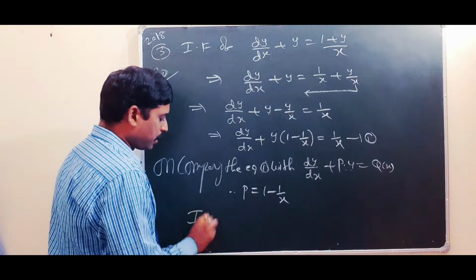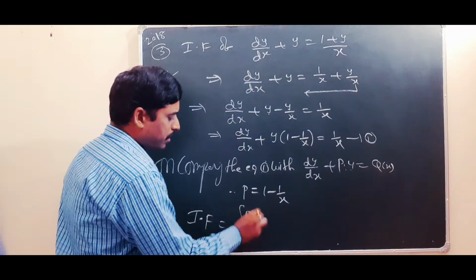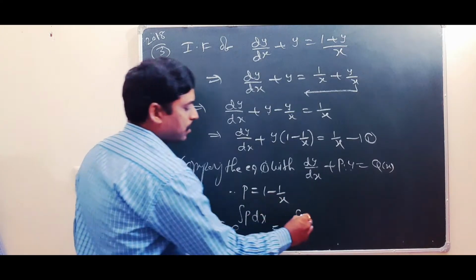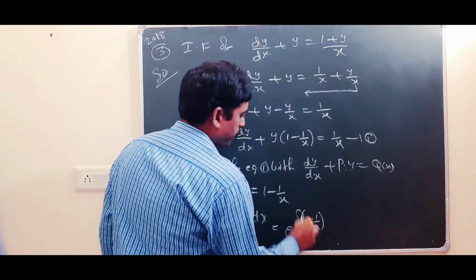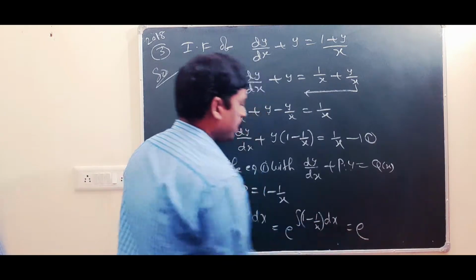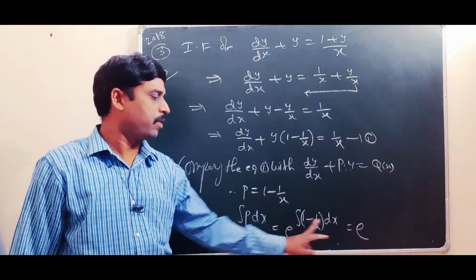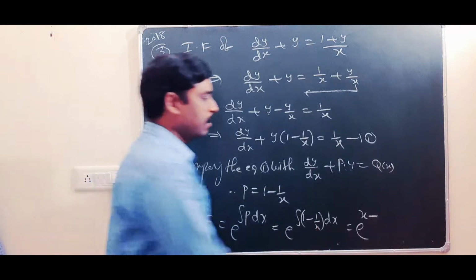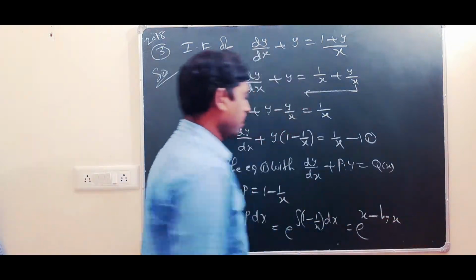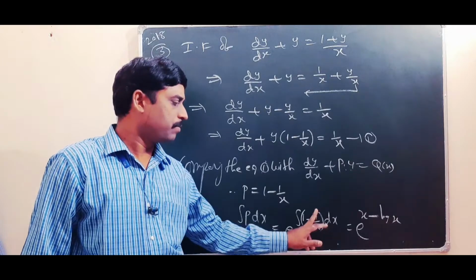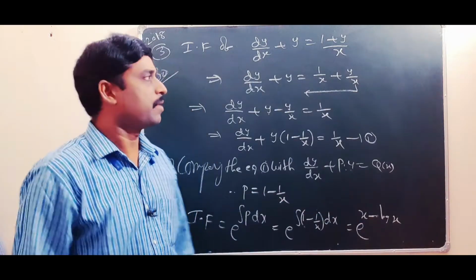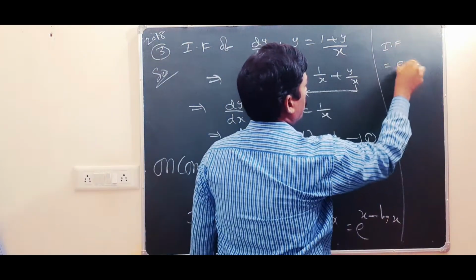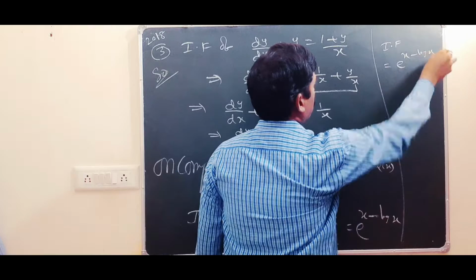But our target is the integrating factor. We have the formula: integrating factor is e to the power integral P dx. e to the power integral of (1 minus 1/x) dx. It is going to be e to the power, integral 1 dx is x, minus integral 1/x is log x. So e to the power x minus log x. So what is the answer? e to the power x minus log x.